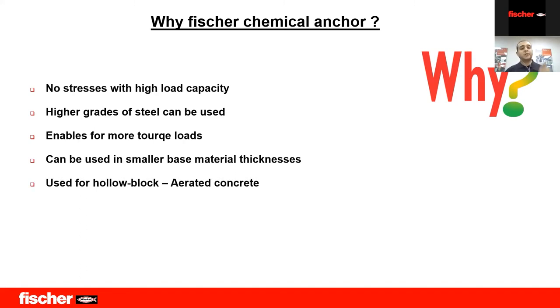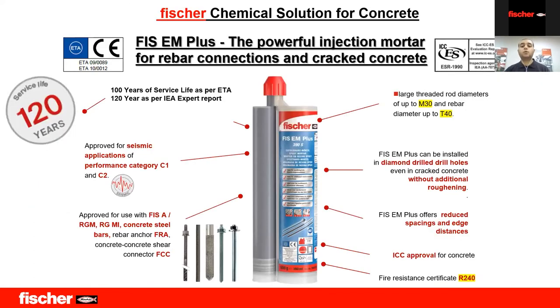And also, other than the concrete that we are going to discuss, the chemical anchor itself can be used for the hollow block. It can be used also for aerated concrete. And since there are higher grades of steel, it will also be corrosion resistant, since we are going to use different types of grades. So for the other solution for concrete, other than the Fischer mechanical anchor, we are looking at the chemical solution, which is FIS EM Plus, as we mentioned.